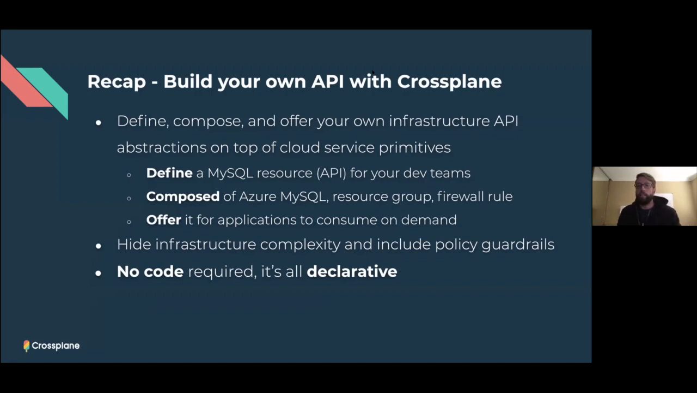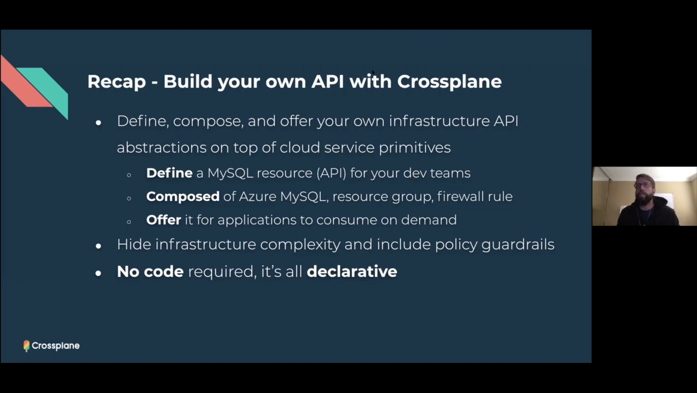To define this MySQL API, it's actually composed underneath of a number of different resources. Like in Azure, it'll be a MySQL managed service, you'll have a resource group to contain all the resources, and then you'll have a firewall rule for the ingress into the MySQL as well. So you can define this MySQL API. It's going to be composed of all these individual components, these resources underneath it, and all that infrastructure complexity, and then your policy, your guardrails, configuration, et cetera, that's all going to be beneath that API line and hidden away from the end users, your app teams that are interacting with the MySQL API. Best thing here, you don't have to write any code to do this.